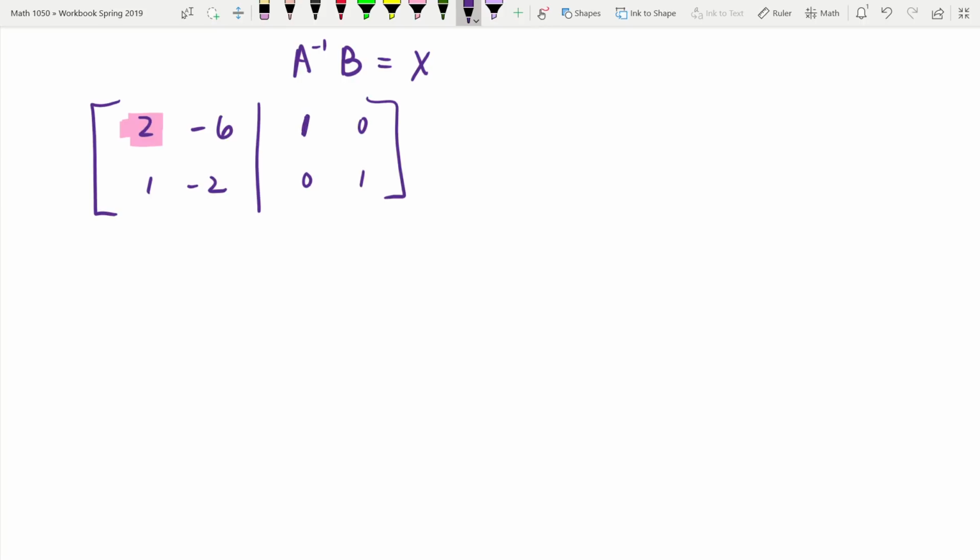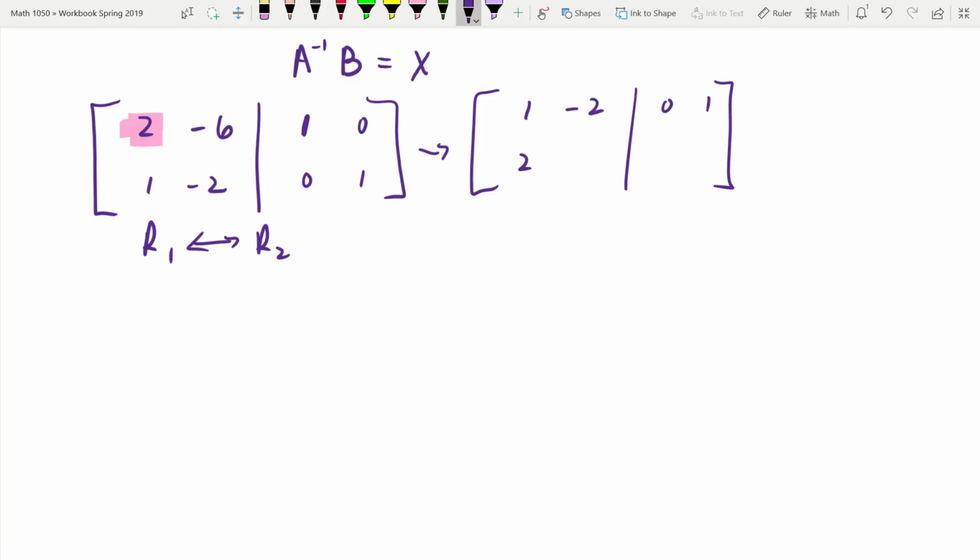So I have 2 options. I can postpone making it a 1, or I can just flip-flop my rows. I'm going to flip-flop my rows. So row 1 becomes row 2, and row 2 becomes row 1. Okay, so switch those out, and now we've got our first number, what it's supposed to be.